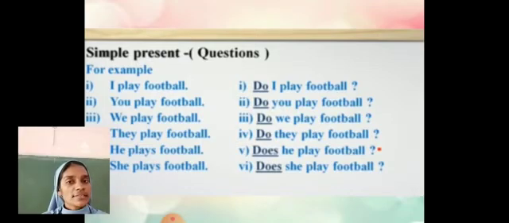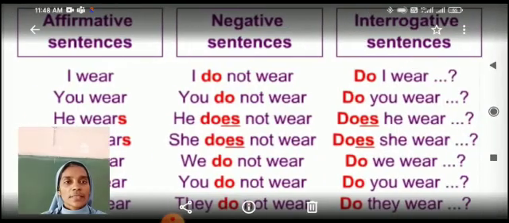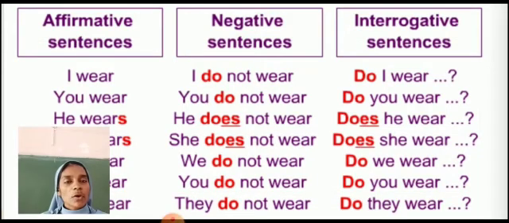Dear students, with the third person singular, we use the auxiliary verb, the helping verb, that is does. With all other plural subjects, we use do in simple present tense. You can see some more examples. Affirmative sentence means positive sentence. Negative sentence. Then interrogative sentence means question sentence.